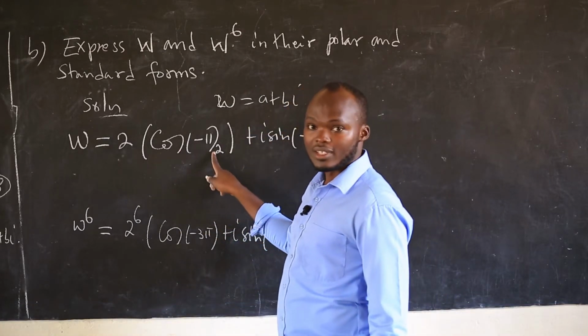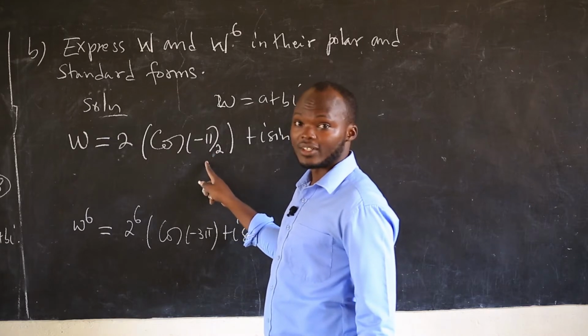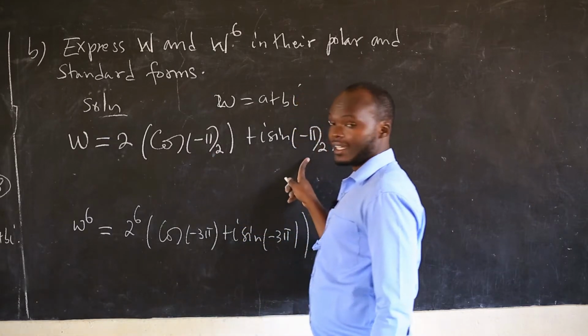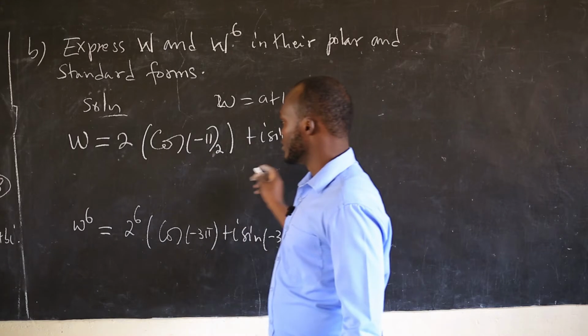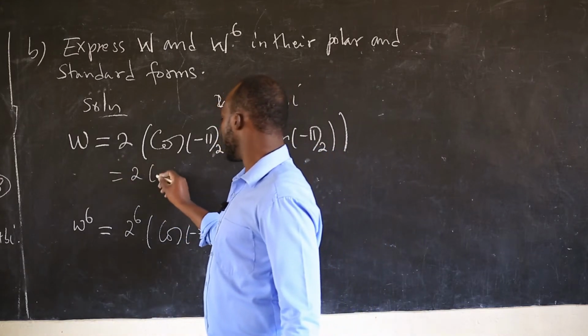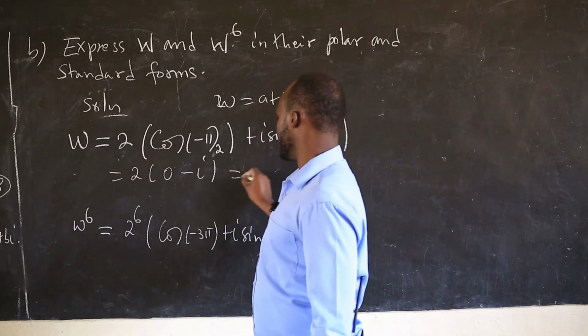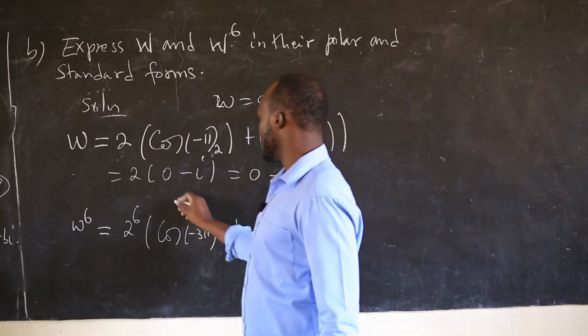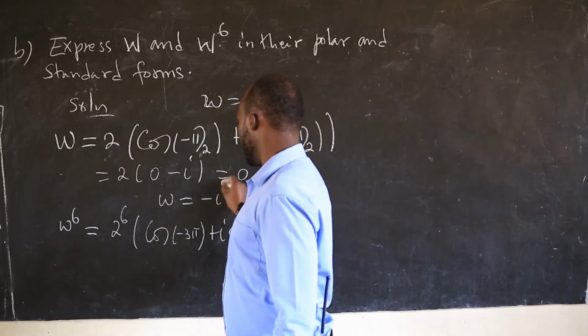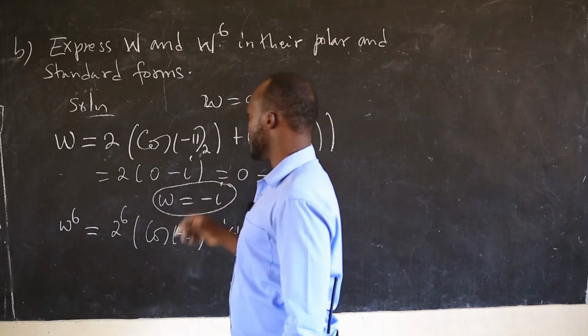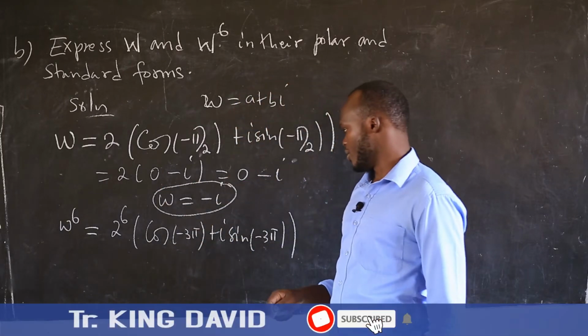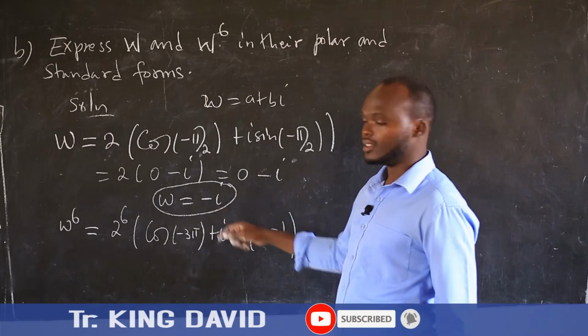So we're going to write this W in this form. Cos of negative pi over 2, that's cos 90. Cos 90 is 0, and sin of negative 90 is negative 1. So now the answer is 2 into bracket 0 minus i, which is 0 minus i. So our W is negative i. This is the standard form of W. It is negative i.